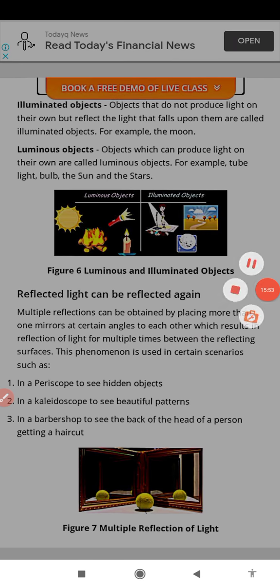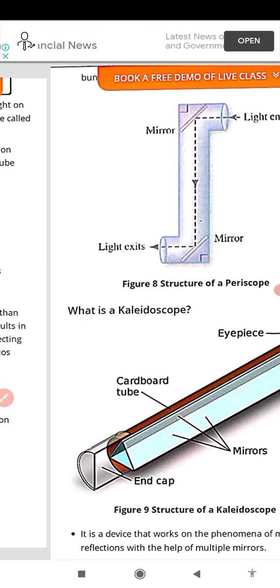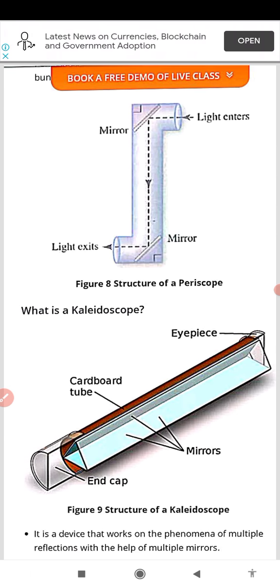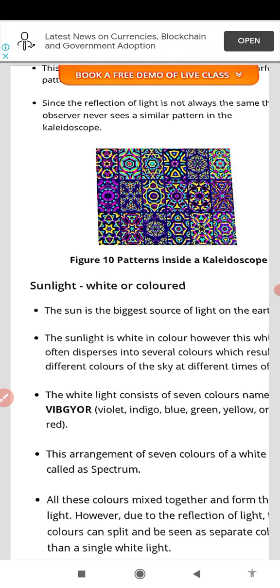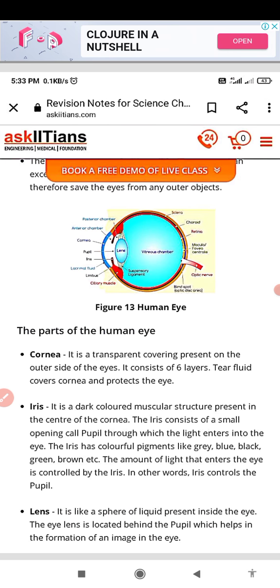Okay, so students, so many things are given in this video like this. You can see the kaleidoscope, this is the prism, after this the human eye. So this is a very good note, and I hope that you will revise this note.